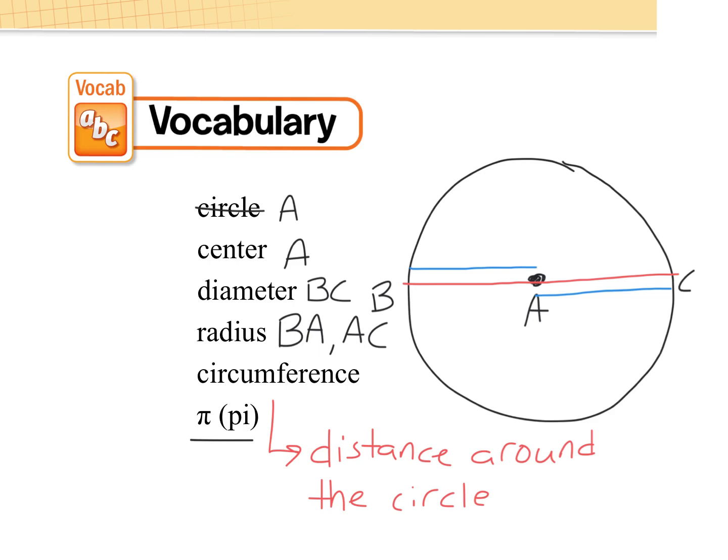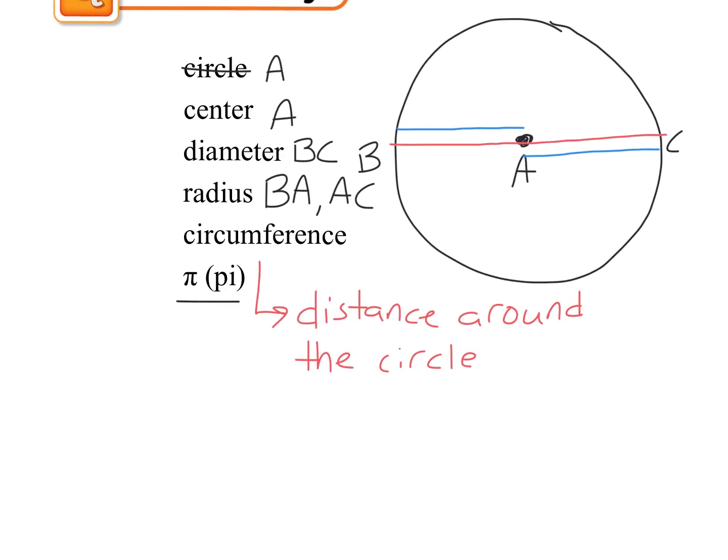And then one that wasn't on here that I want to talk about is area. What does area mean? Not volume, how much it covers. So the space it covers. So circumference is the distance around, and the area is how much space it covers. We're going to be dealing with both of those today and tomorrow.